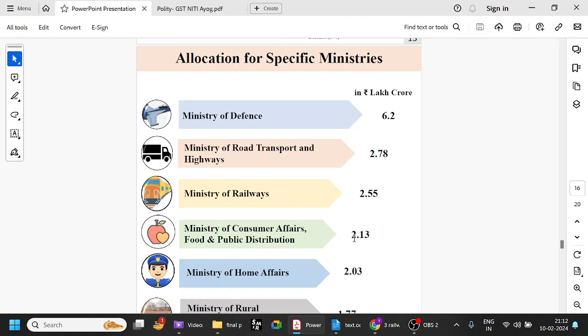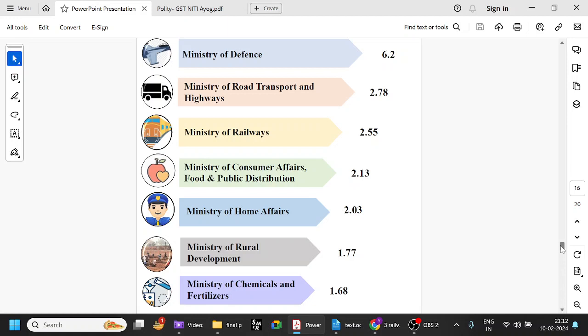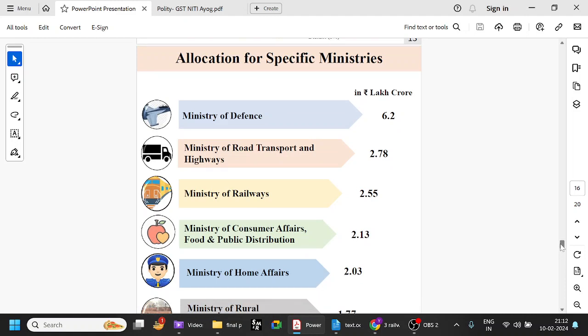Consumer affairs, food and public distribution is also very important. So the Ministry of Home Affairs, they are all getting the top of the budget. I mean, they're getting above 2 lakh crores. So questions can be framed in any way. You can say, give a couple of ministries and say which of these ministries are arranged in ascending order, descending order as per their allocations, or which of them get above 2 lakh crores. You never know. Try to remember.